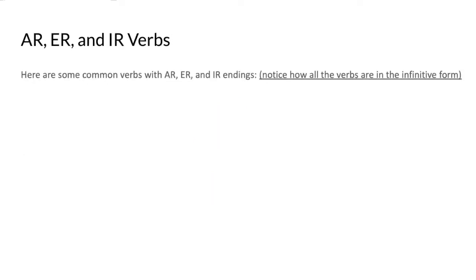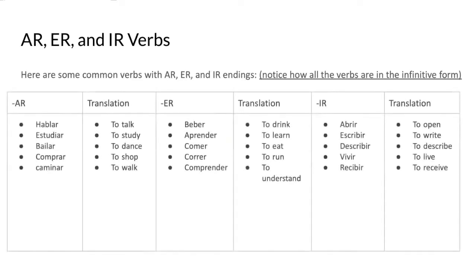Let's get into AR, ER, and IR verbs. So the most common verbs are listed here. We have hablar, estudiar, bailar, comprar, and caminar for AR verbs. Then for ER verbs, we have beber, aprender, comer, correr, and comprender. And then for IR verbs, we have abrir, escribir, describir, vivir, and recibir. And then the translations are next to it. Notice how all of these are in the infinitive form. So to talk, to study.